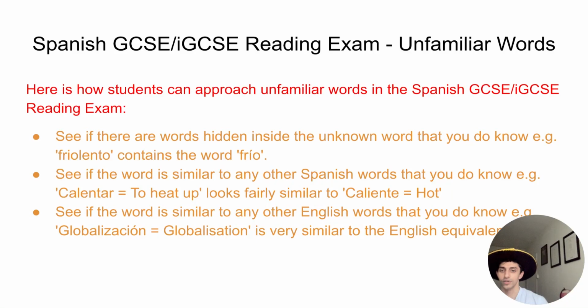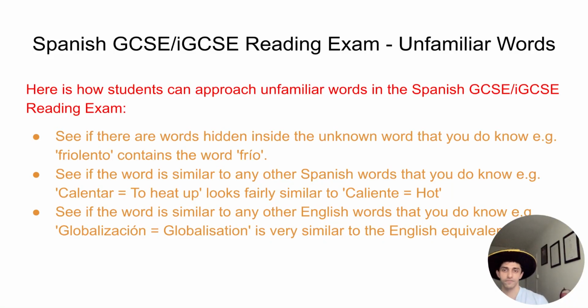You could also see if the word is similar to any other Spanish words you do know. For example, the verb calentar, meaning to heat up, looks pretty similar to another Spanish word, caliente, meaning hot. So if you're not sure what calentar is and you come across it in a text, you could try and guess its meaning by working out that it's similar to the word caliente, meaning hot. That can really help you to work out the meanings of unknown words as well.